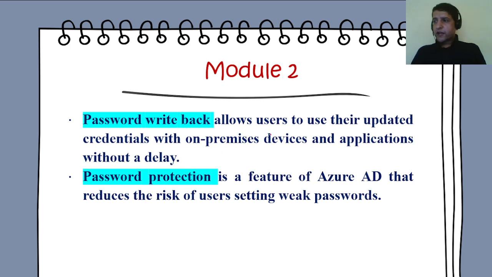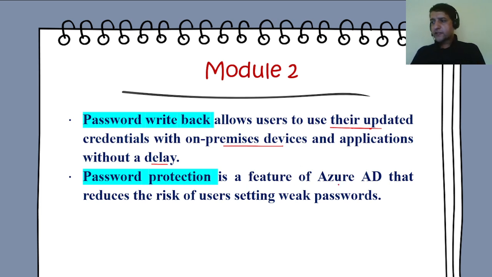Now what is password writeback? This allows users to use their updated credentials with on-prem devices and applications without a delay. So if you change your password on the cloud, it will be in sync with your on-prem if you are using a hybrid scenario where you have on-prem connected to cloud with Azure AD Connect.